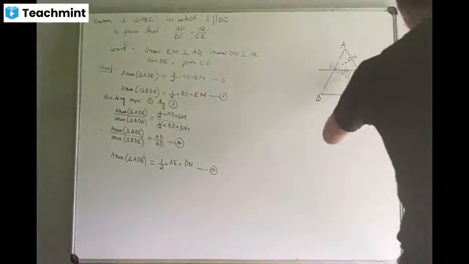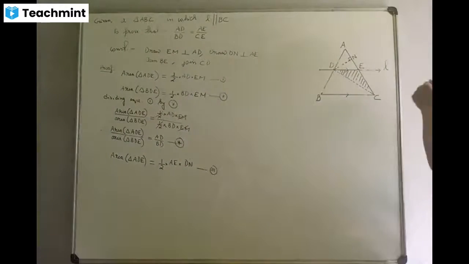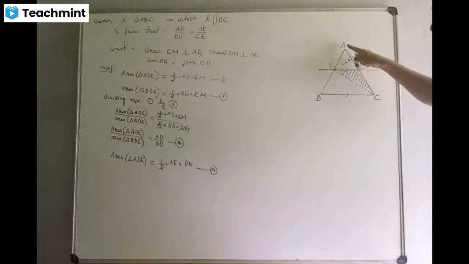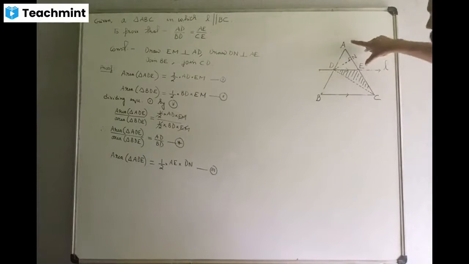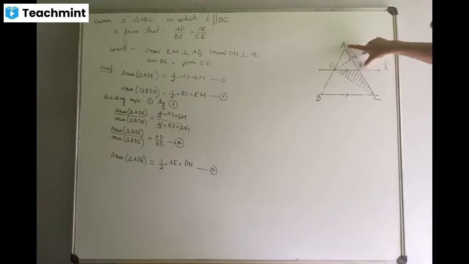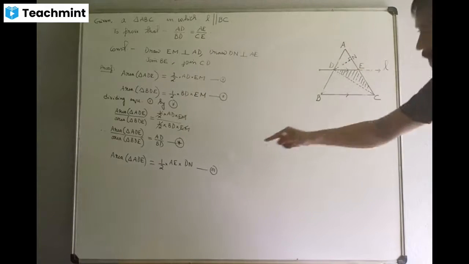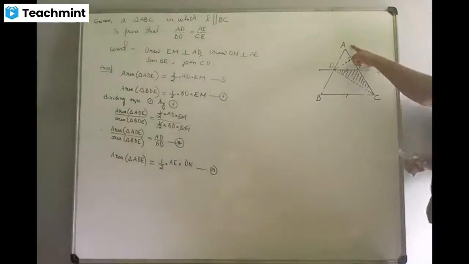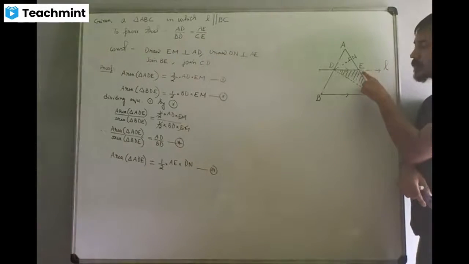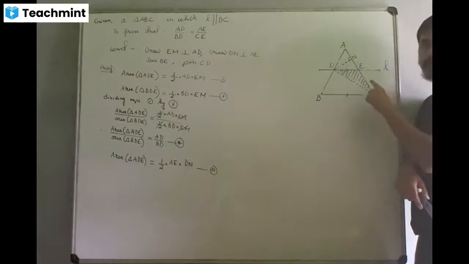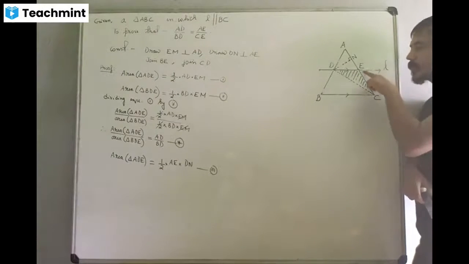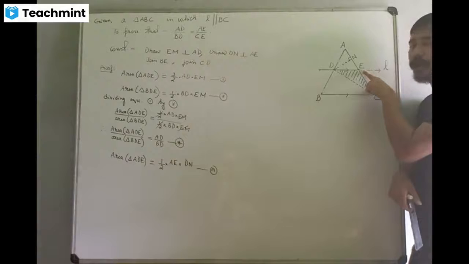So for this triangle CDE, I'm going to choose CE as the base. Why? Because in the upper triangle ADE, I've chosen AE as the base, so I want the bases to be on the same line. For this triangle ADE, in the second case, I have chosen AE as the base. So for this triangle also, you choose CE as the base because I want the bases to be on the same line.